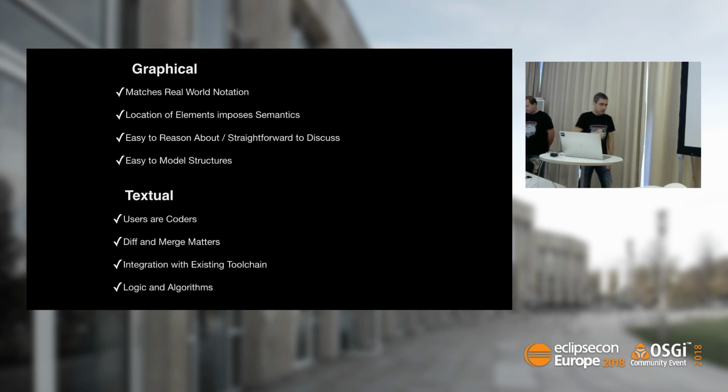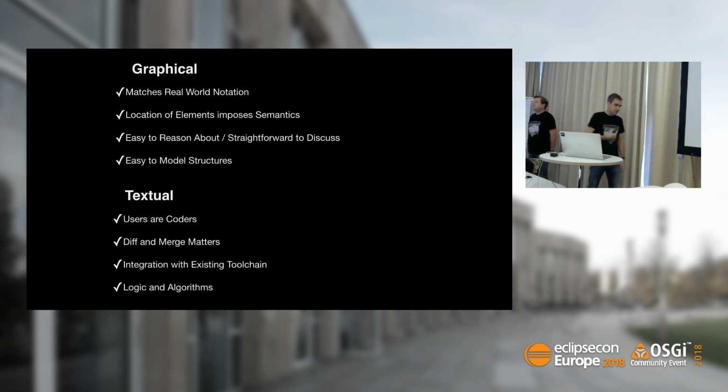Textual modeling is a little bit different though. So here we have mostly users that come from the coder's mindset. So it's more about writing source code rather than modeling things, even though the actual activity is more or less isomorphic. So it's pretty much the same whether you do modeling or coding. Anyway, the user group for textual models is mostly die-hard developers.